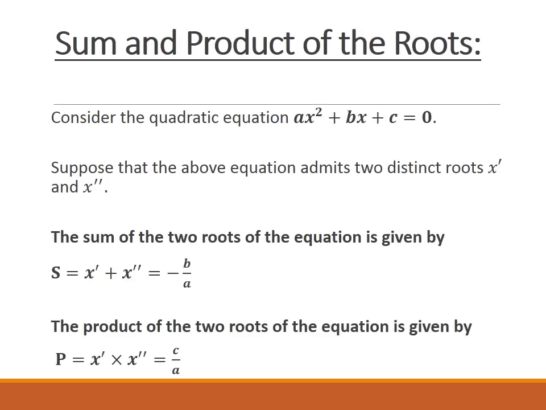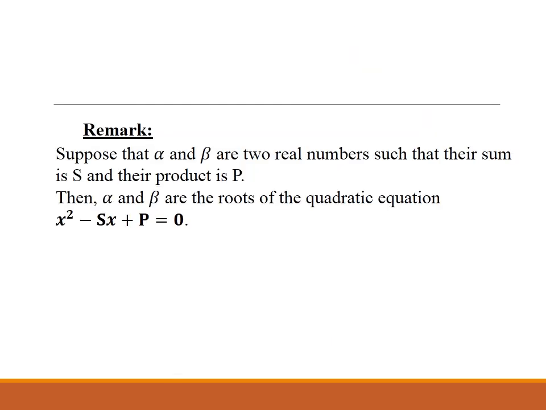Now, what do we mean by the sum and product of the roots? If we have two roots, x1 and x2, the sum is x1 plus x2, which is minus b over a. And the product of the two roots, x1 times x2, is c over a. If we have the sum and the product of the roots, we can write the quadratic equation in the form of x squared minus sum x plus product equals 0. This is convention. Every time you have the sum and the product, you have to replace them in this equation, so you get the quadratic equation as shown.